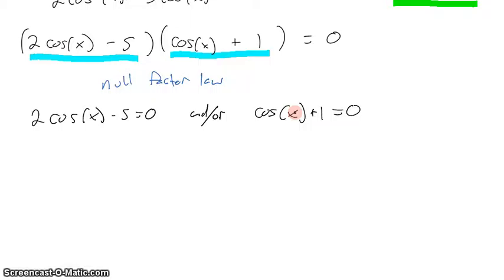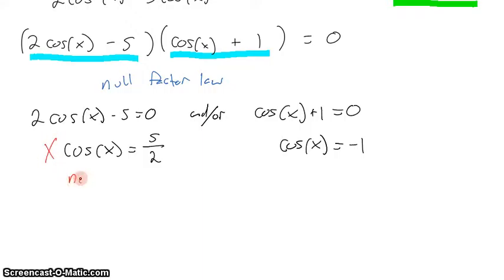Let's try and solve each of these for x. Add the 5 to the other side and divide by 2, and we get cosine of x is equal to 5 halves, which is a problem. 5 halves is 2.5, and as we know, cosine and sine are always between negative 1 and 1, never outside that range, never greater than 1. So there are no solutions to this half of the equation. This cannot equal 0. And so the only solutions are over here, where cosine of x is equal to negative 1.